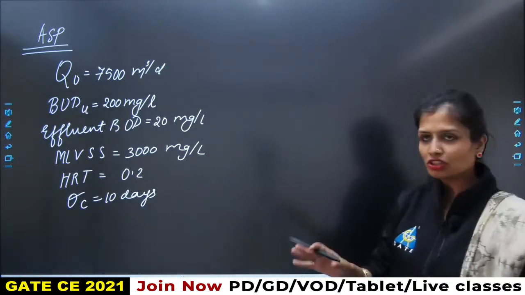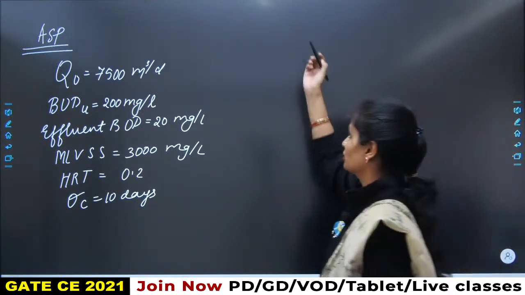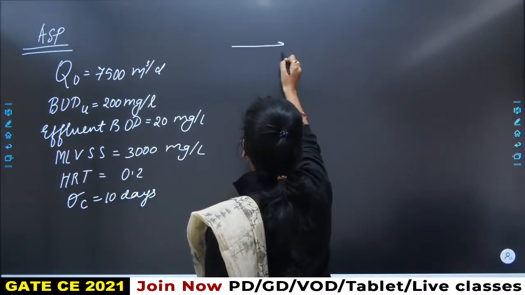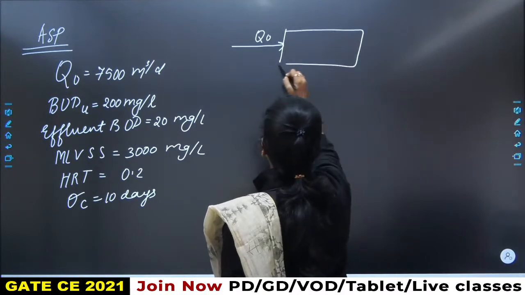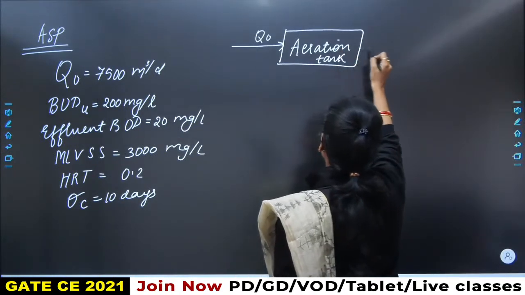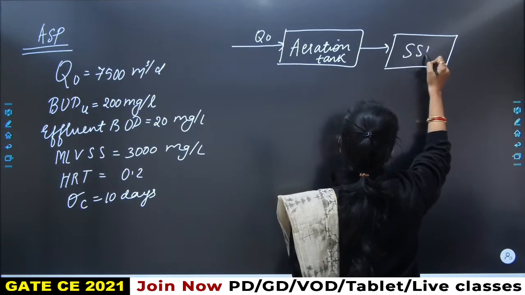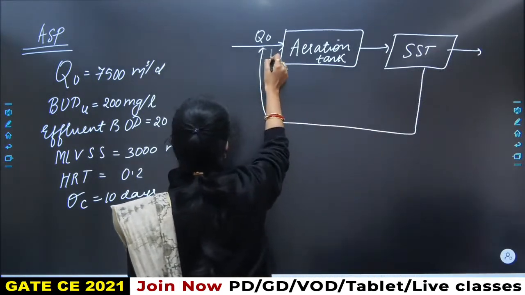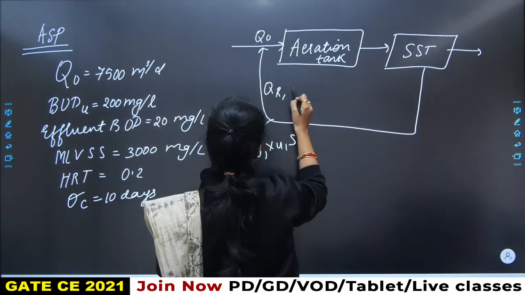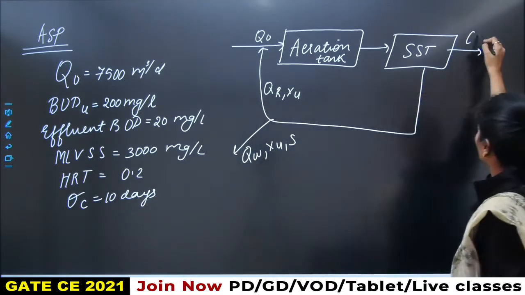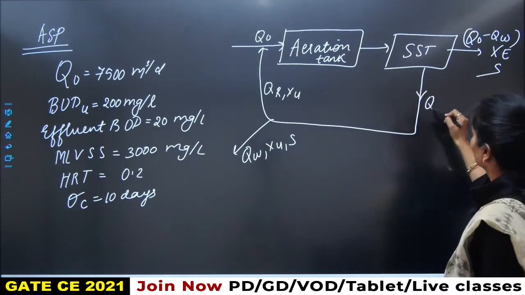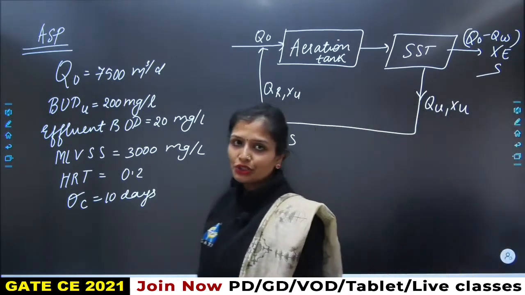So first of all, let's look at the diagram of the activated sludge process. Some students were saying that the diagram was already given, so it's well and good, but let me draw it anyway. The sewage comes, there is an aeration tank, there is an SST, a part of it is recirculated back, a part of it is wastage. Here it's (Q0 minus QW) XC, and this is QU XU. QU corresponds to the underflow sludge.